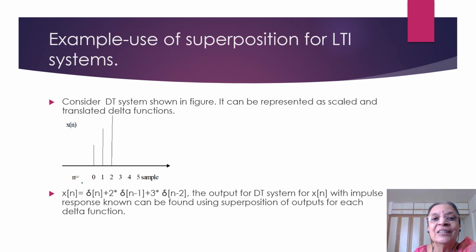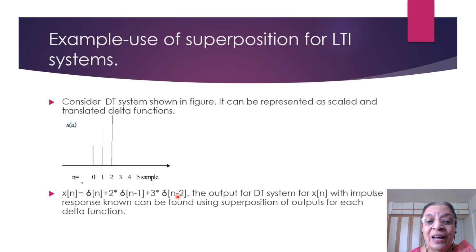Let us consider one example here. Now this is a discrete time signal. At n equal to 0, the value is 1, n equal to 1, this is 2, n equal to 2, this is 3, right? So how do I define this x(n)? x(n) is delta(n) plus 2 into delta of n minus 1 plus 3 into delta of n minus 2. So what is this x(n)? x(n) is the summation of scaled and shifted delta functions.